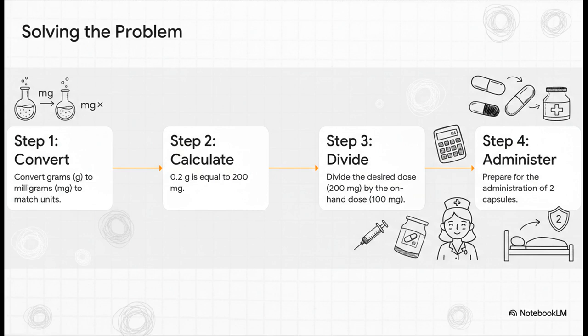Then we just divide the dose we want, that's our 200 milligrams, by the dose we have on hand, 100 milligrams per capsule. And boom, the answer is 2 capsules. Simple, right? But every single step is vital.